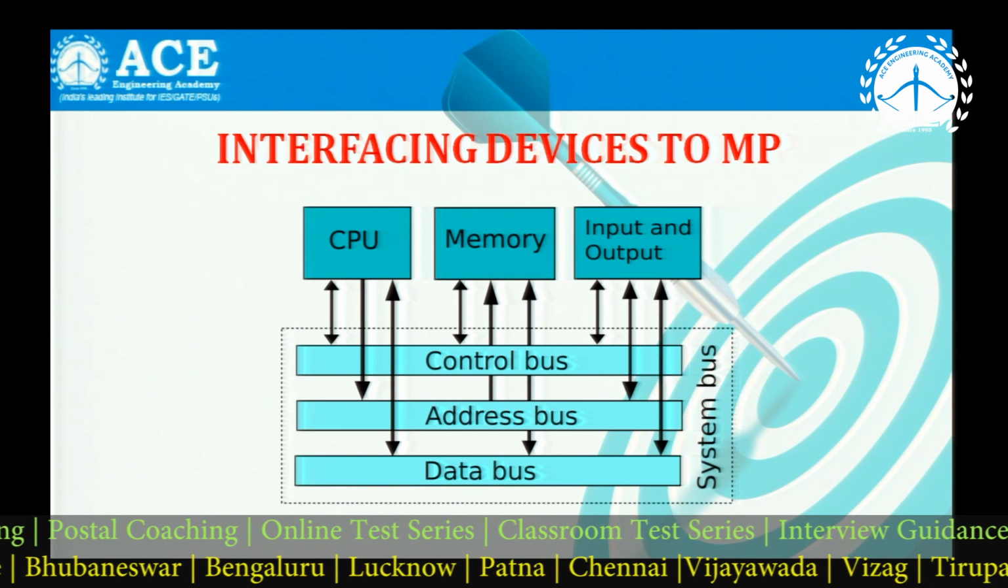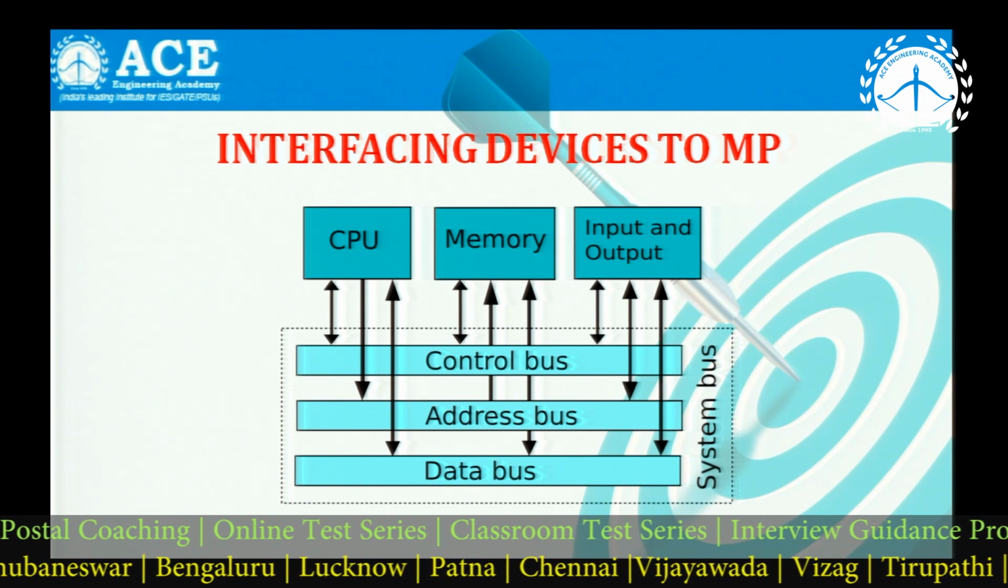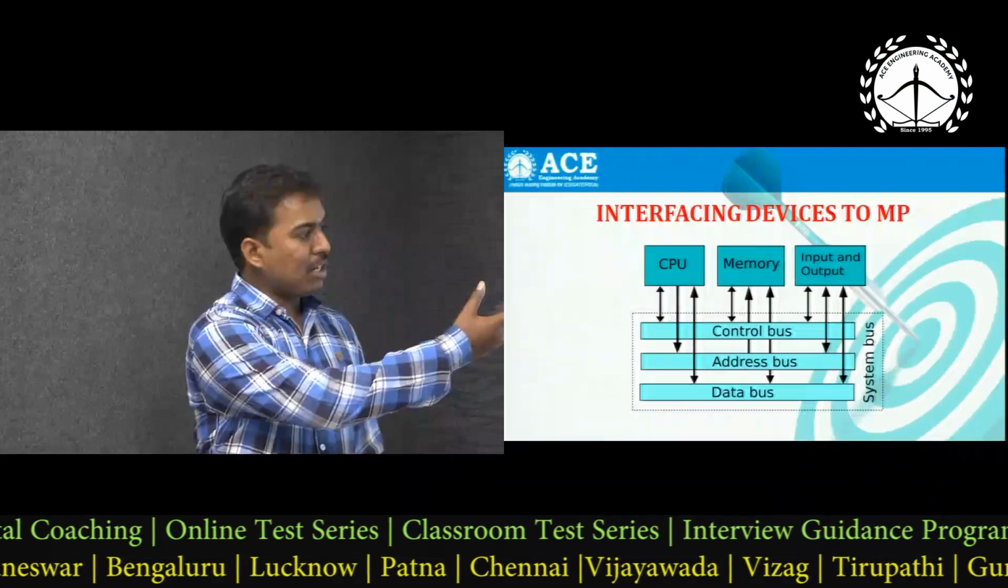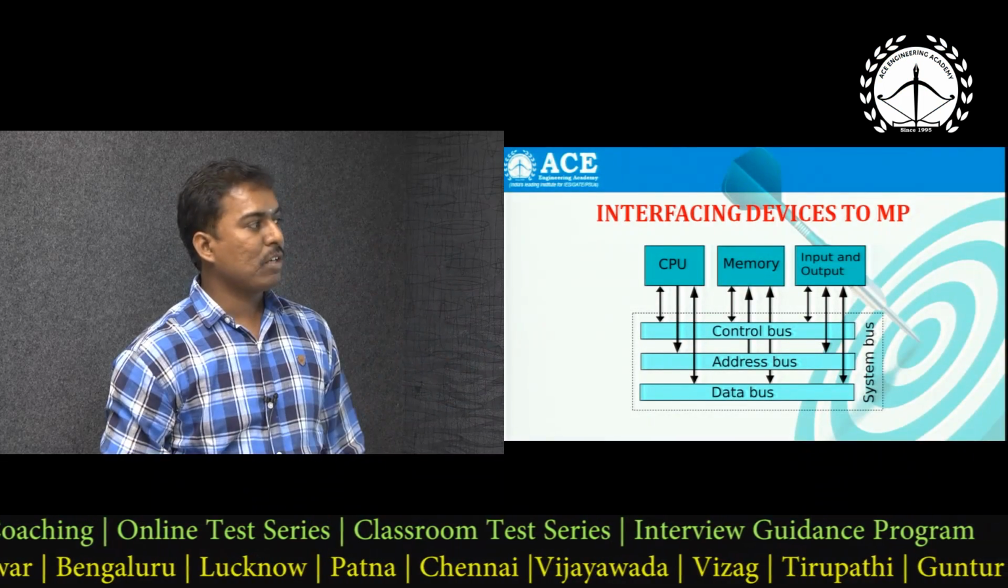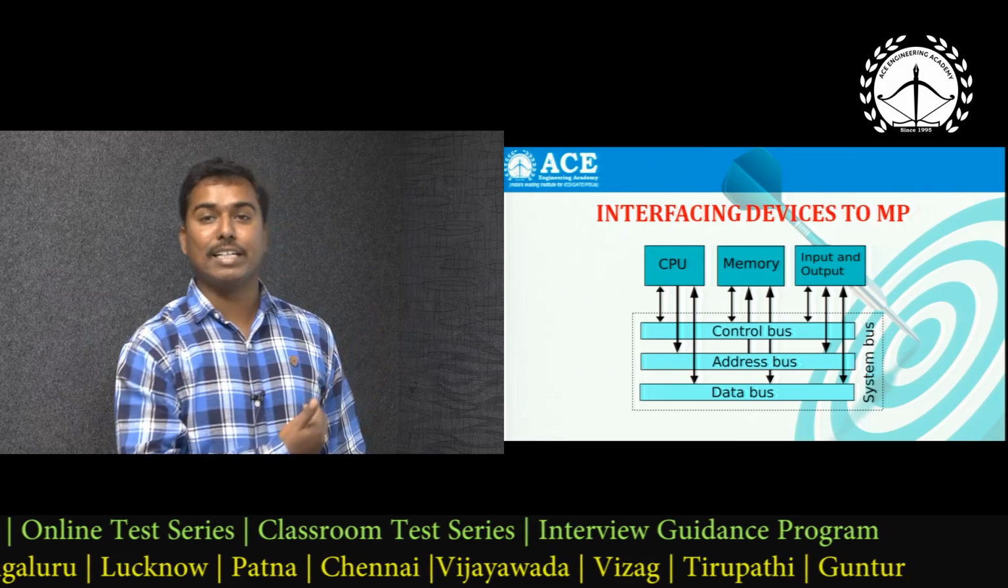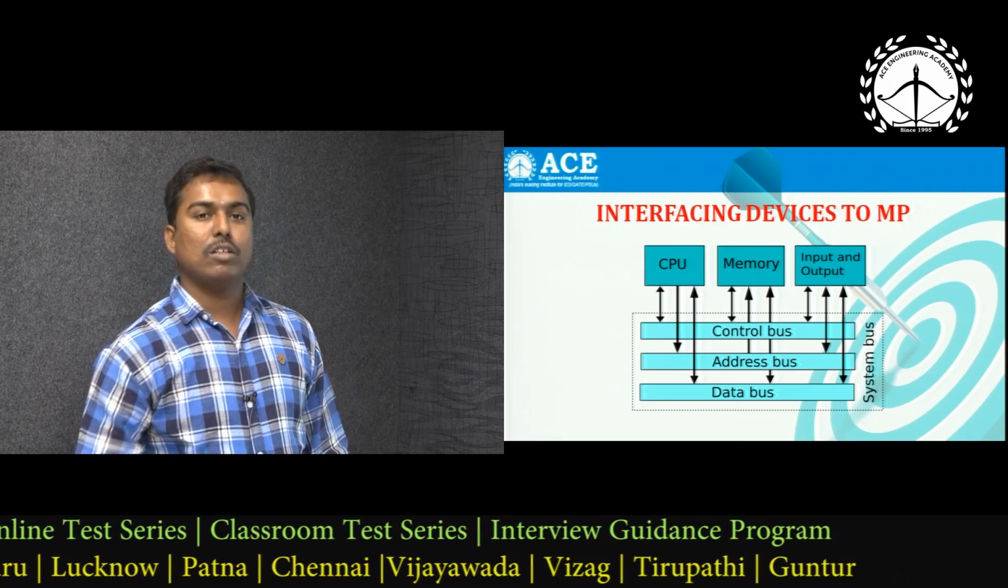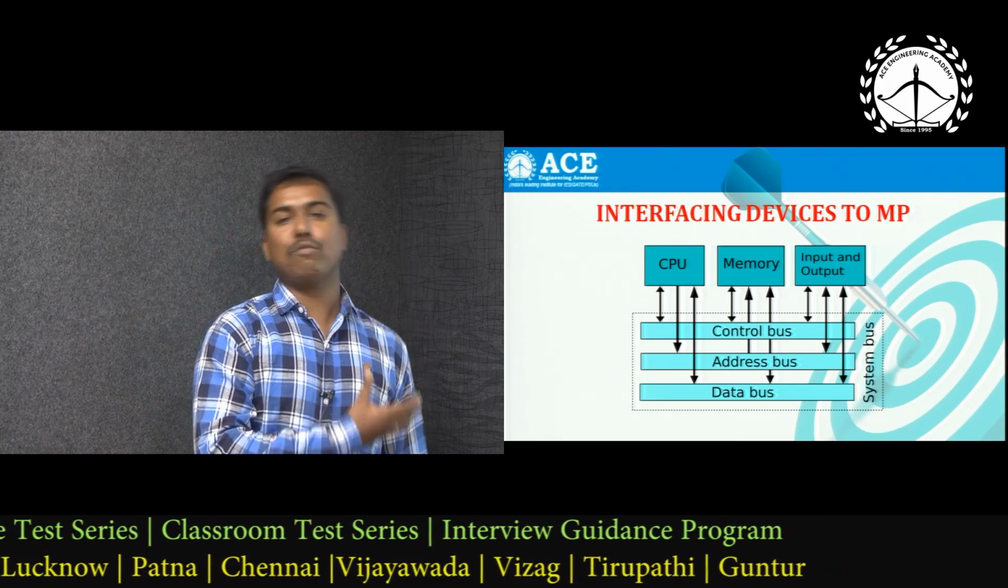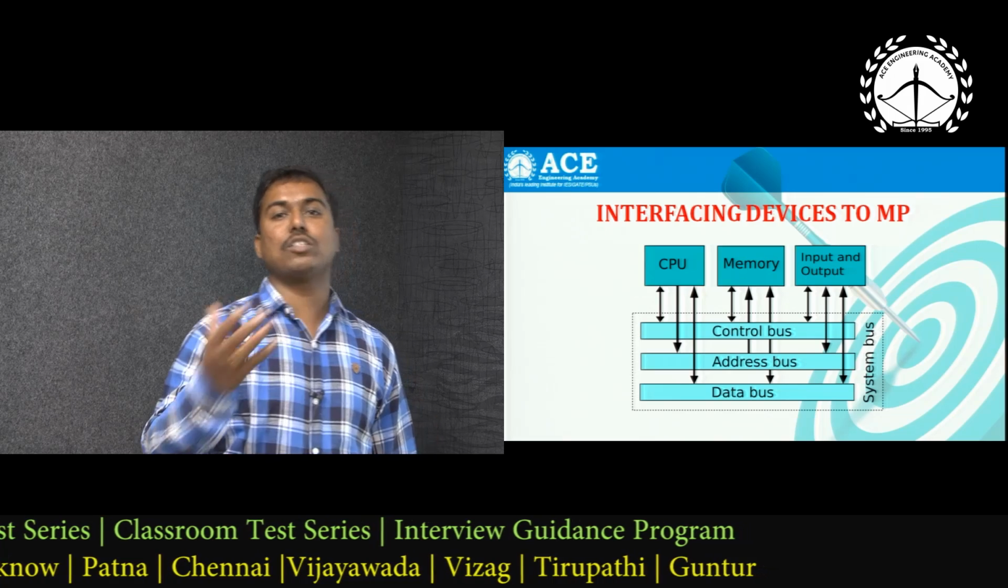So this is the way. The system contains a CPU and a memory and the external environment input output, and how they are interfaced to the memory and how the buses are interlinked. So that is given here. So we are going to take an architectural overview of processor to the external world.